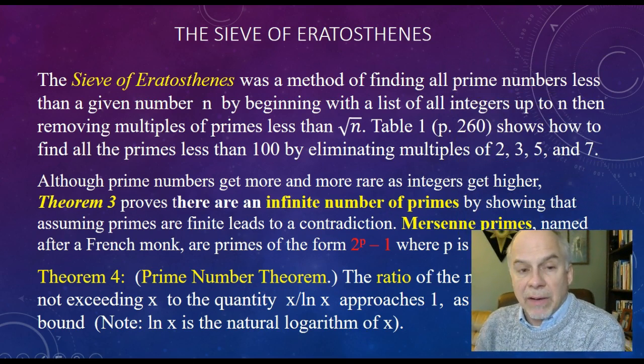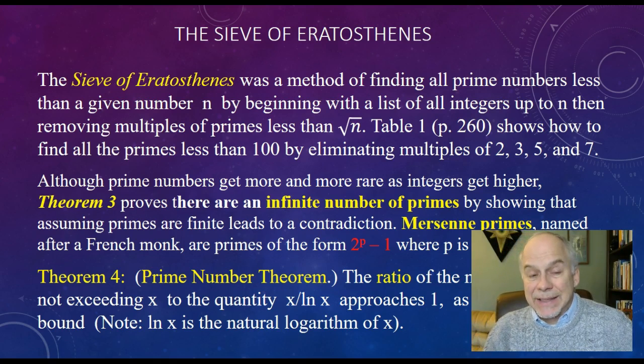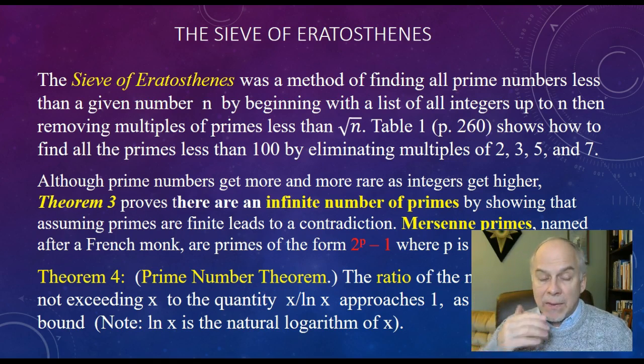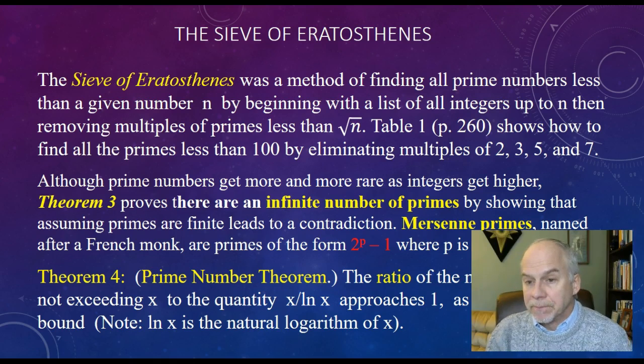Now the Sieve of Eratosthenes was a method of finding all prime numbers less than a given number, n, by beginning with a list of all the integers up to n, and then removing multiples of the prime numbers less than or equal to the square root of n. So table 1 on page 260 shows how to find all the primes less than 100 by eliminating multiples of 2, 3, 5, and 7.